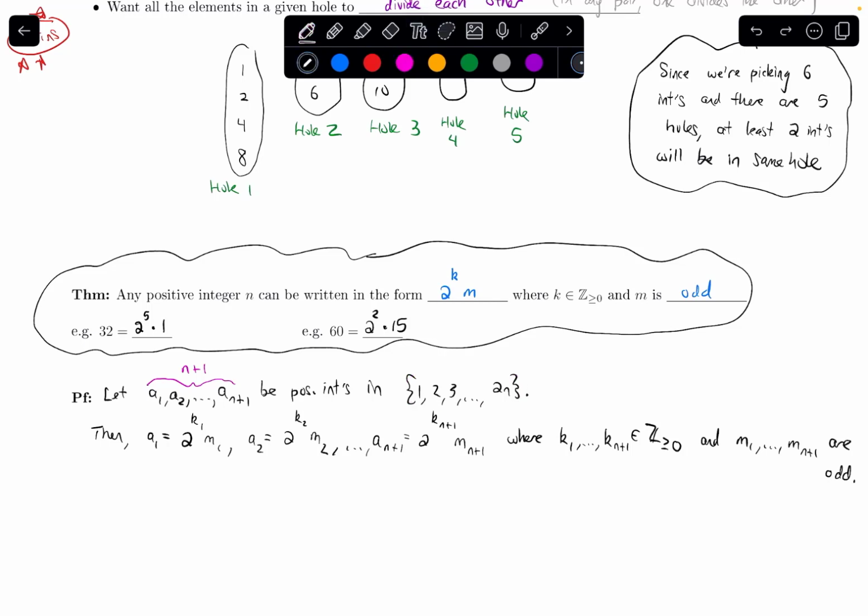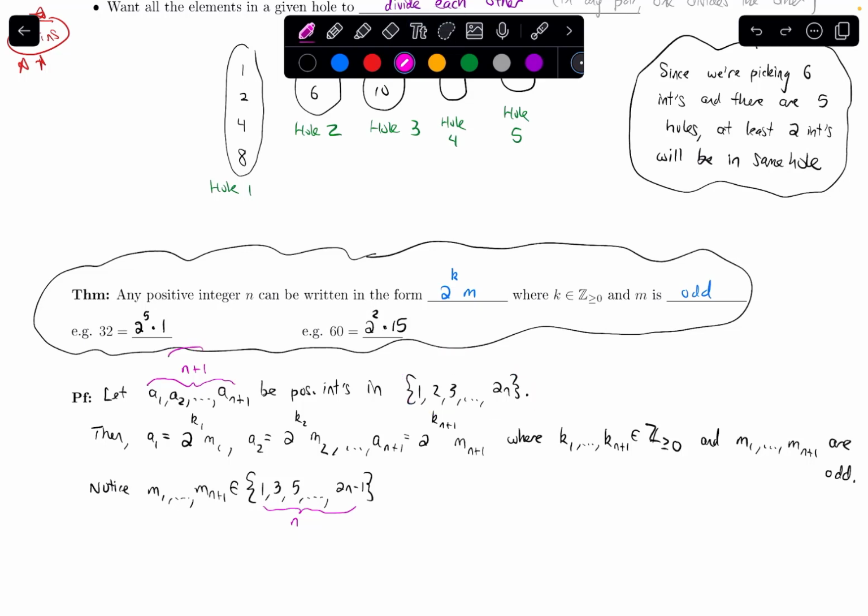So I want to notice that the odd factors, m1 up until m(n+1), have to be elements of, what are the odd values within the set? Well, the smallest one is 1, then there's 3, then there's 5. The last odd number would be the one before 2n, which is 2n-1. Okay, so if we count these, there are n of these. There are n possible odd factors within this set.